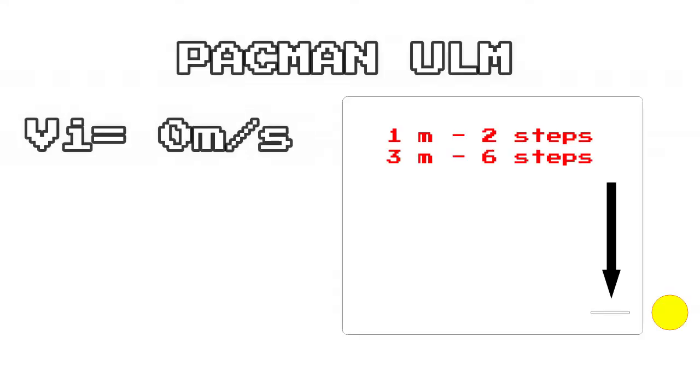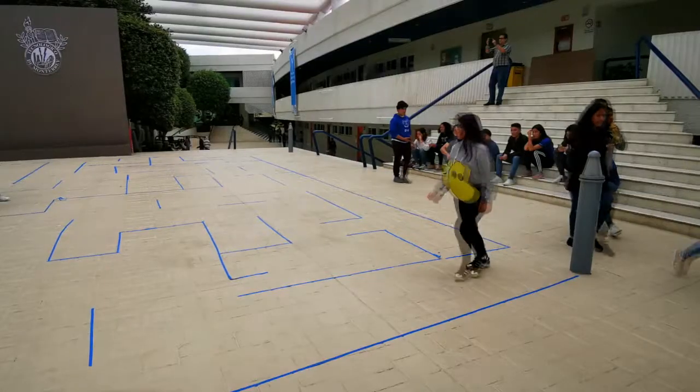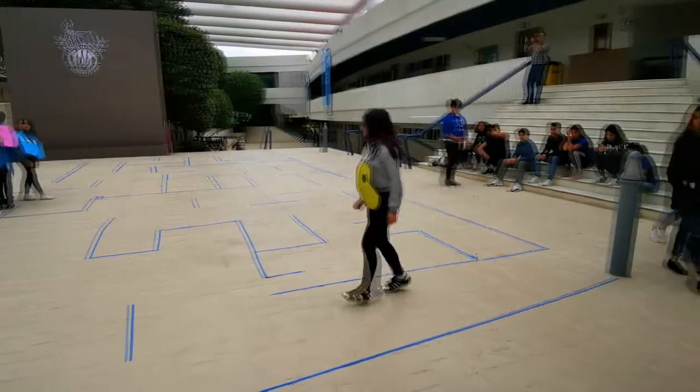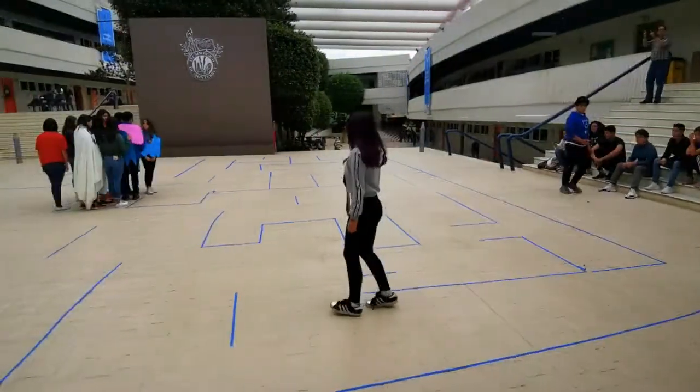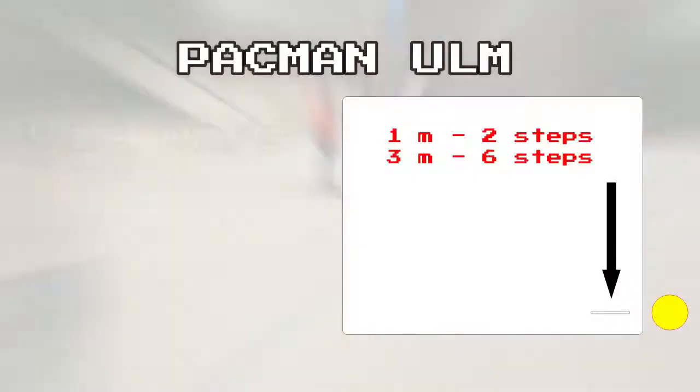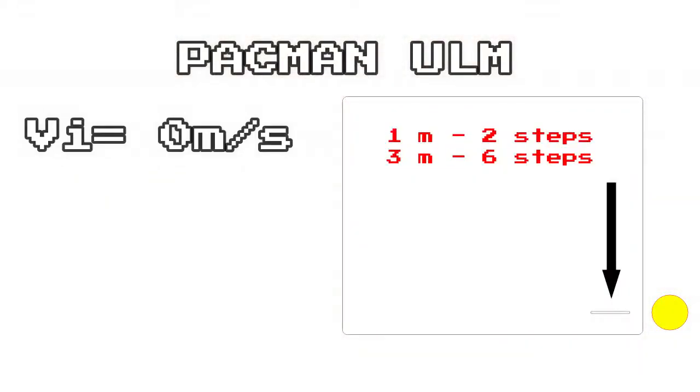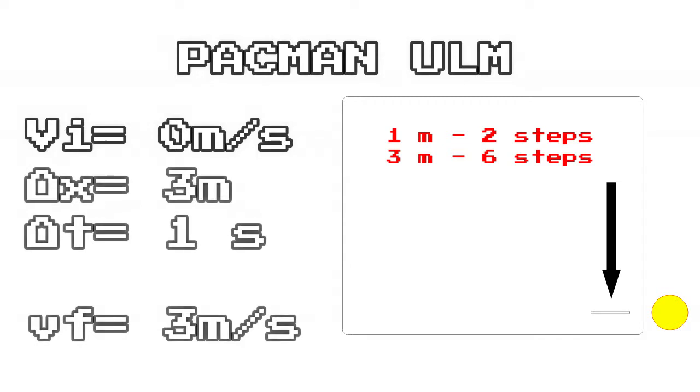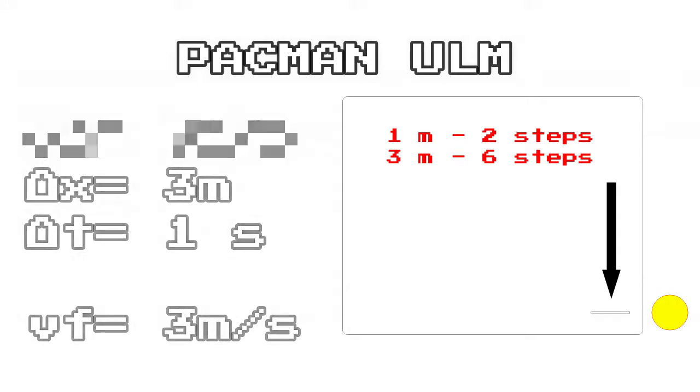On Pacman ULM, when I made 2 steps, my displacement was 1 meter. On this pad, I made 6 steps, which means my displacement was 3 meters. As the time I took to cross this pad was 1 second, I can now calculate my final velocity, which will be the next one.